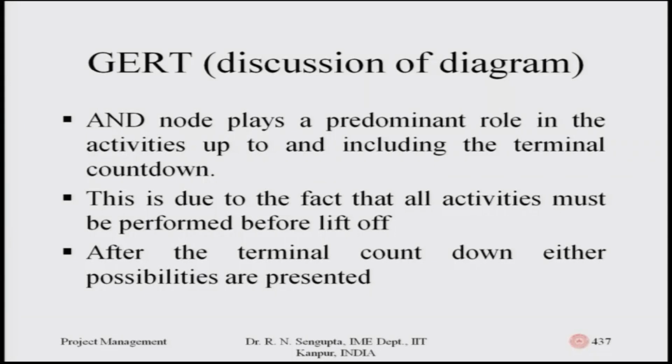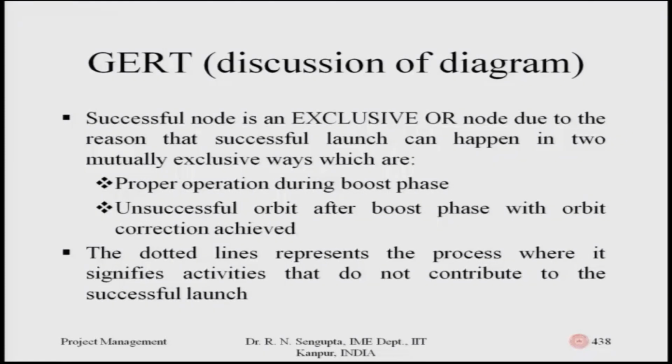So, this which I am saying, after the terminal countdown, third point, after the terminal countdown, either possibilities are presented, and based on that we proceed. Now, continuing the discussion, successful node is an exclusive OR node due to the reason that successful launch can happen in two mutually exclusive ways, which are proper operation during the boost phase. So, when you are trying to boost the engine of the rocket and then put it into space, if everything is working properly, then only the exclusive OR node would be there.